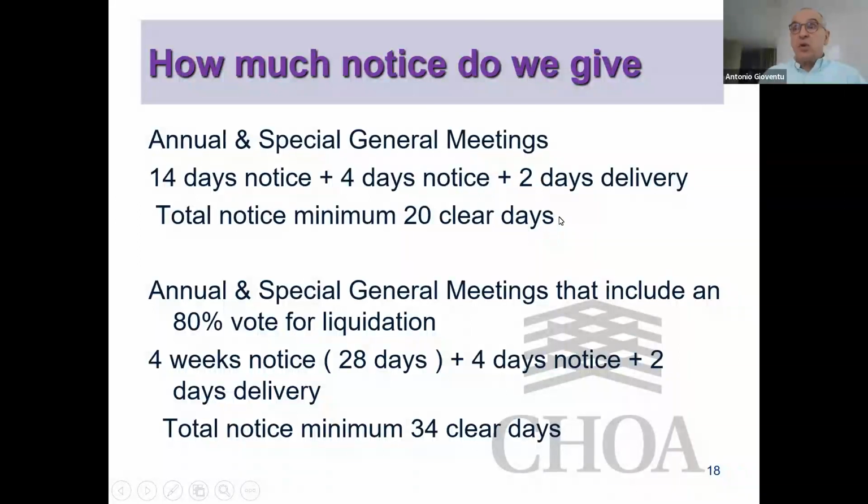Even if you have electronic transmissions where everyone is on email and you're going to transmit by email, always use 20 clear days of notice to ensure that your meeting itself is not challenged.